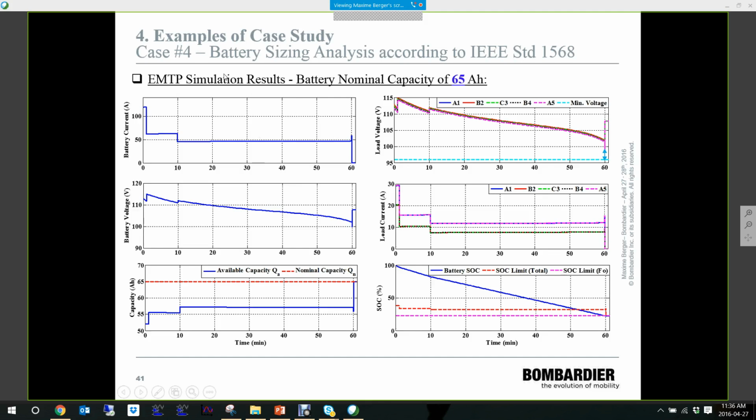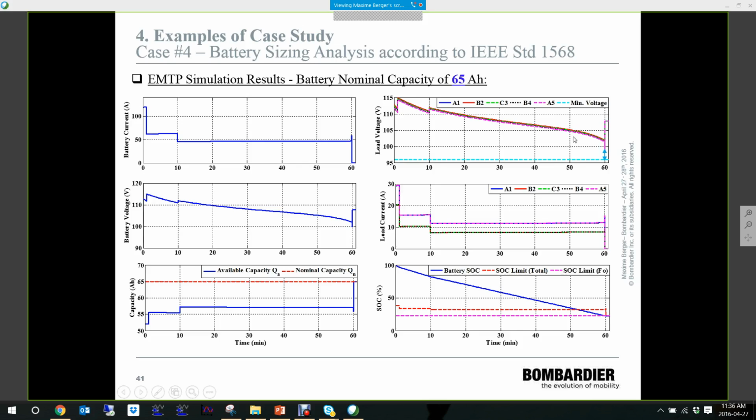Here are the MTP simulation results for a battery nominal capacity of 65 amp hours. What we see here is our battery current, which is also the load profile that we have to establish. As time increases, the voltage of the battery decreases because it is discharging. And we see on this graph that the available capacity of the battery is also varying throughout the simulation time, because of what I mentioned earlier. We have the Peukert effect, and we have to take into account the temperature effect of the battery.